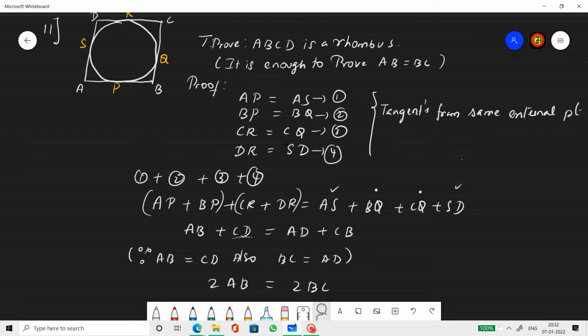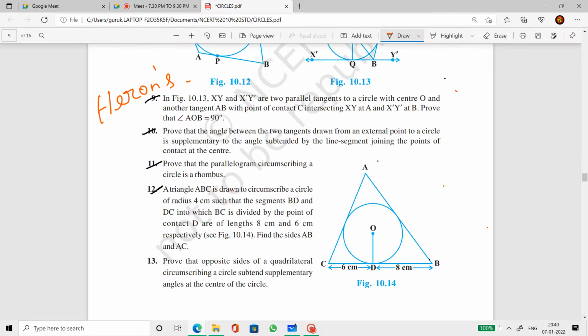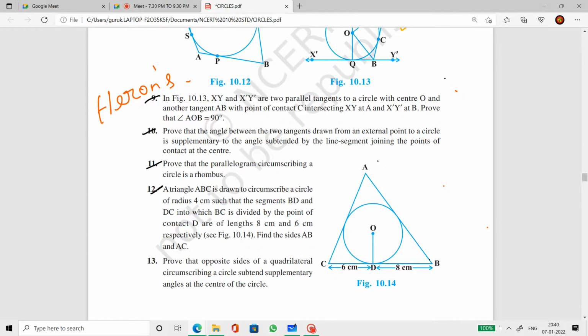Now AB equals CD because it is given a parallelogram. Hence we get 2 times AB, because CD becomes AB, and AB plus AB is 2AB. Likewise, AD becomes BC, so 2 times BC. So the 2 gets cancelled, AB equals BC. So we proved it.